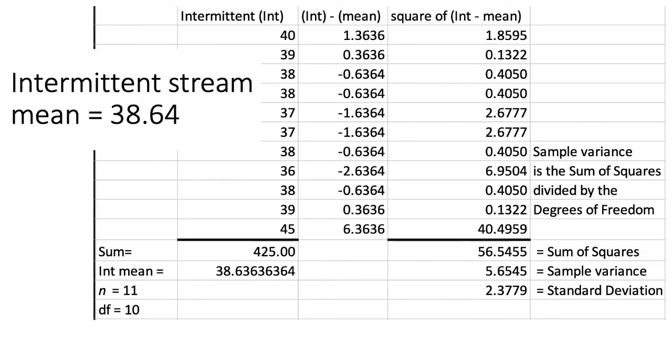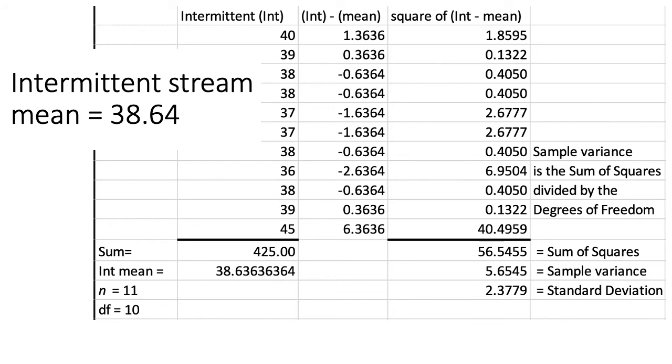Okay, so for the intermittent stream, I just kind of plugged this into a simple spreadsheet. So we're going to add up all these numbers. We get 425. That is the sum of all of our numbers, and to find the mean, we divide 425 by n, by 11. We should get 38.6. Now, that is our mean. So for the next column, we're going to take the difference between each of these numbers and the mean. So 40 minus 38.63 gives us 1.36. 39 minus 38.6 gives us 0.36. 38 minus 38.6 gives us 0.6.